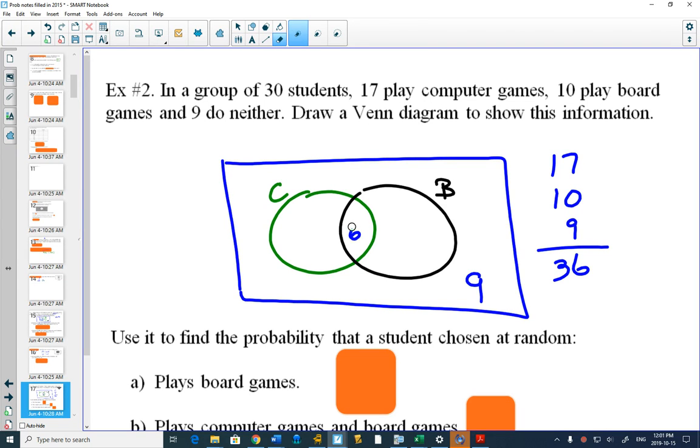I'm going to erase the 6. And I'm going to put a 4 in here. Let's say you didn't figure out the 6. How do I know this is 4? What's a logical way I could figure this out without figuring the 6 out first? Because if you figured out the 6, this would be easy to figure out as 4 because there's 10 in total in board games.